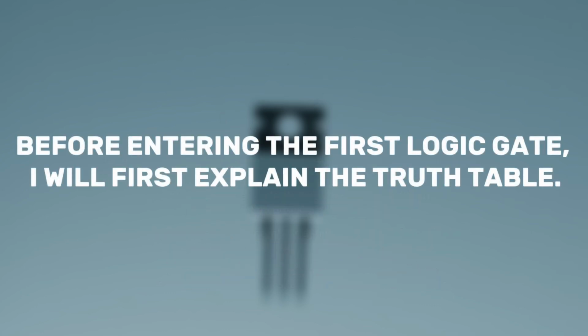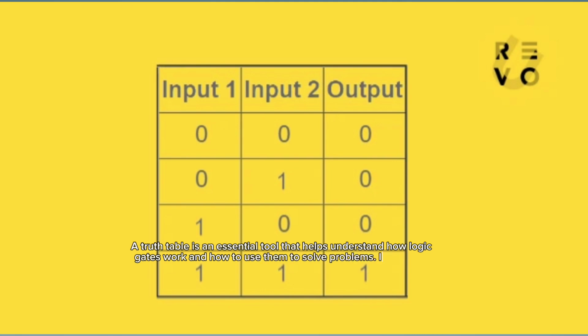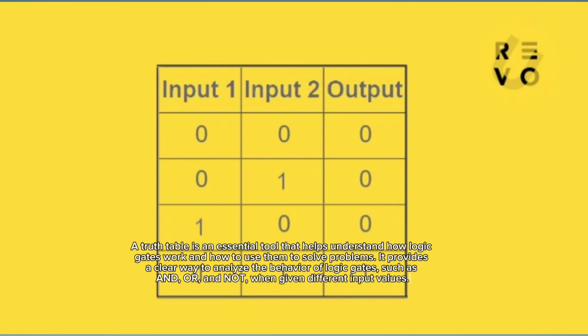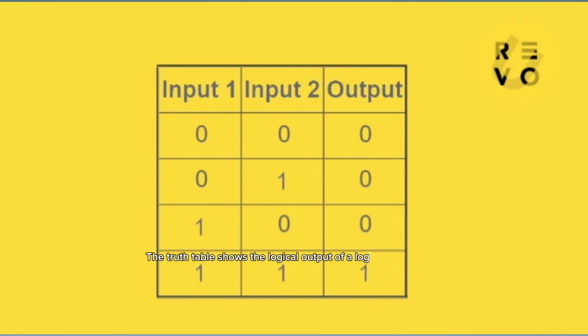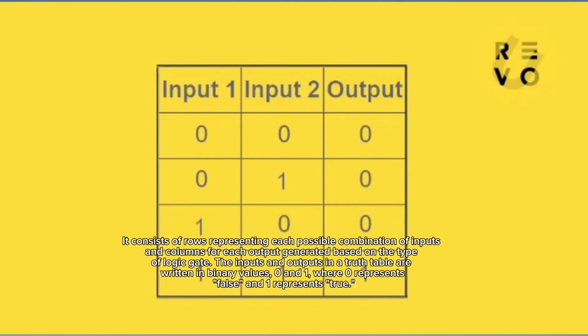Before entering the first logic gate, I will first explain the truth table. A truth table is an essential tool that helps understand how logic gates work and how to use them to solve problems. It provides a clear way to analyze the behavior of logic gates, such as AND, OR, and NOT, when given different input values. The truth table shows the logical output of a logic gate for all possible combinations of its inputs. It consists of rows representing each possible combination of inputs and columns for each output generated based on the type of logic gate. The inputs and outputs in a truth table are written in binary values, 0 and 1, where 0 represents false and 1 represents true.